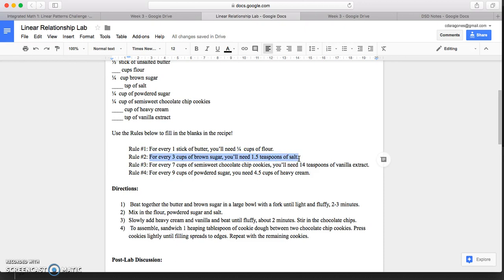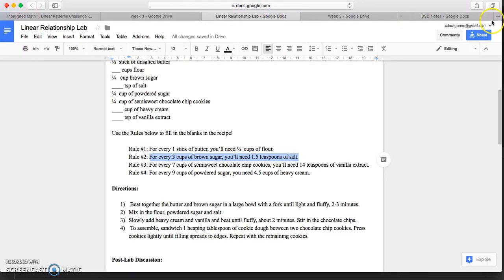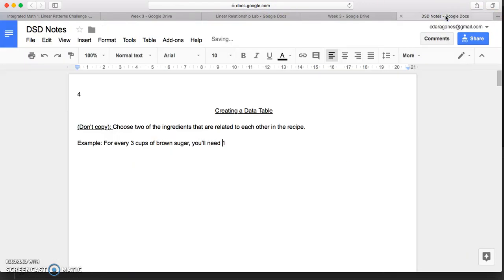According to Chef Alan, for every 3 cups of brown sugar, you need 1.5 teaspoons of salt. So I'm going to choose brown sugar, for example. For every 3 cups of brown sugar, you need 1.5 teaspoons of salt. So go ahead and do that yourself. Write down the two ingredients you choose and how much of each ingredient you need for the other ingredient. Pause the video here while you write down the ingredients you chose, and when you're done, you can keep playing the video.